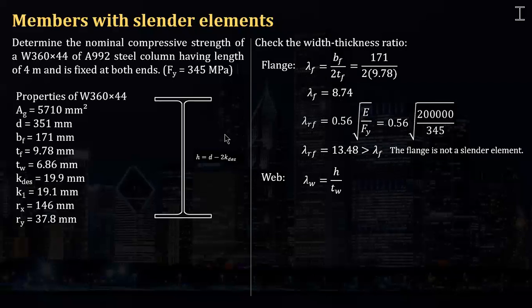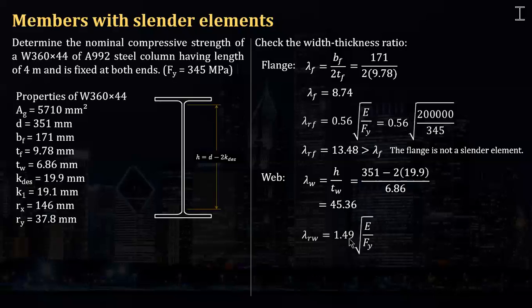And for the web, again, the web must be h over tw. And that h is the total depth minus twice of k. K here and k at the bottom. So that's 351 minus twice of 19.9, all over 6.86. So that gives us 45.36. And as we can see, if we compare that to this 1.49 square root of E over Fy, that is the limiting value for the stiffened element. This is stiffened by the flanges. So that is 35.87. This is less than 45.36. And that shows that this web is too slender.